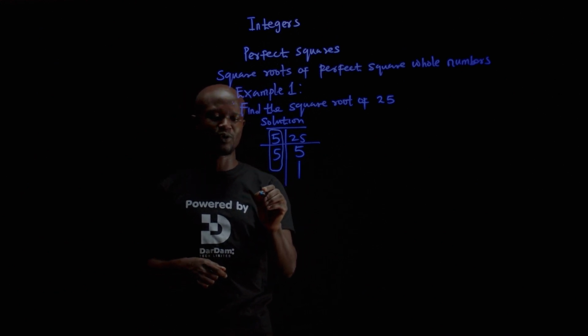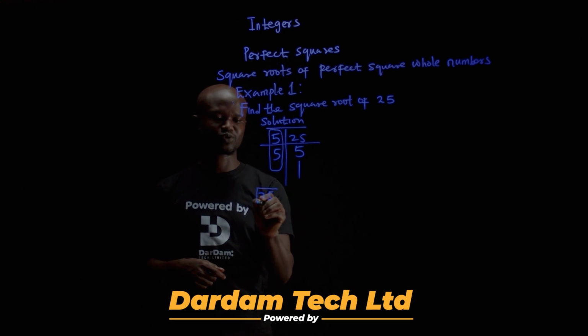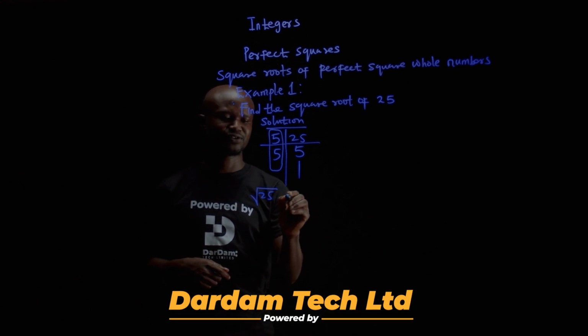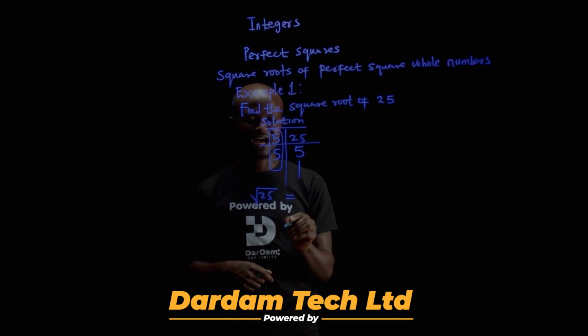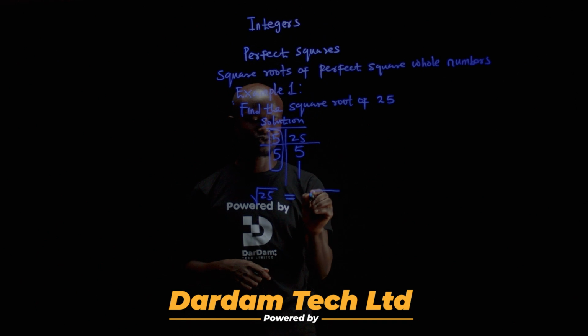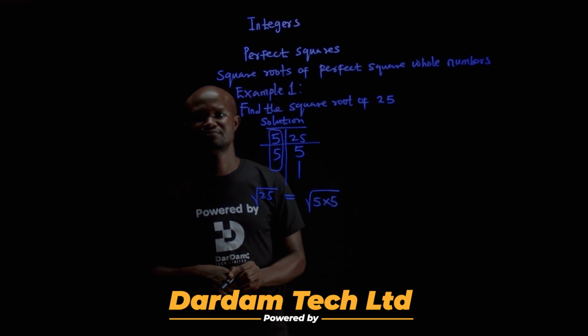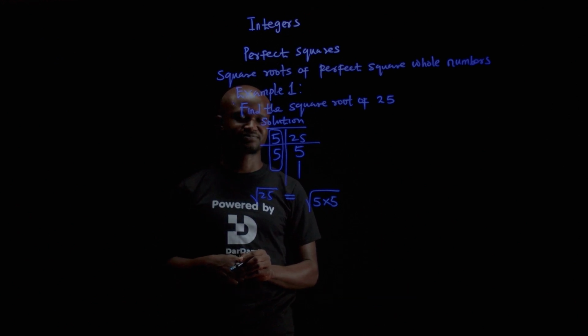So it means that what? 25 is equal to what? Now the square root of 25 is equal to what? We have this to be the square root of 5 times 5. Can you see that? That's the square root of 5 times 5.